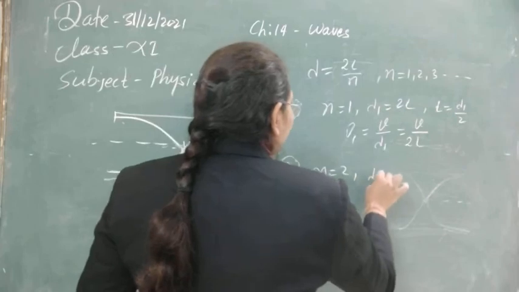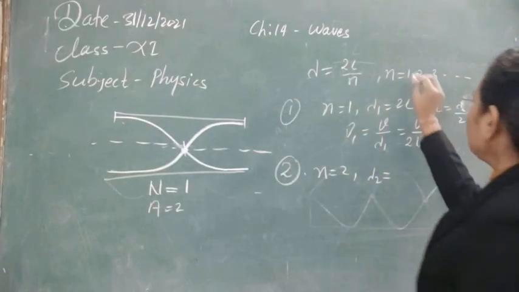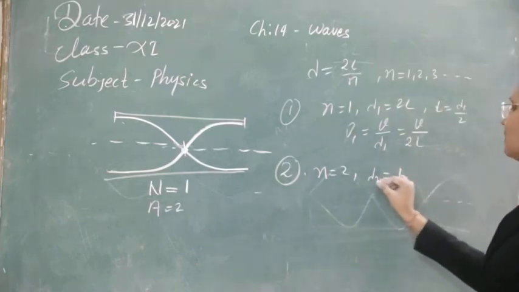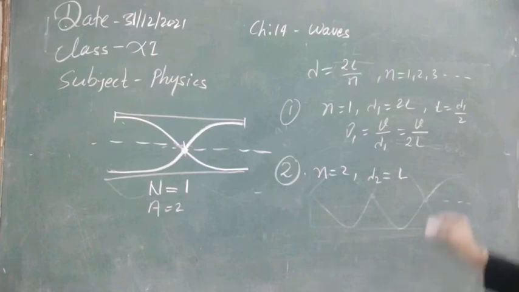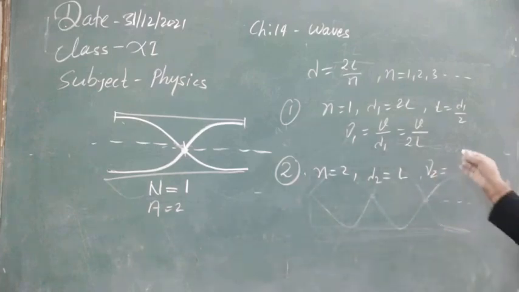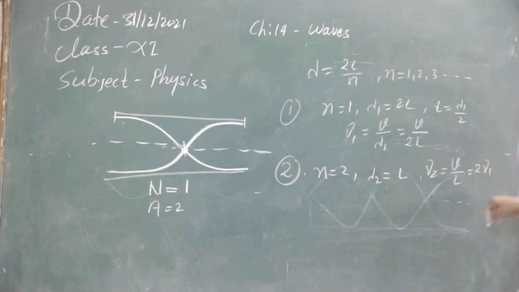For that one, lambda 2 you can calculate. Now the value of lambda 2 will be from here L, means over the complete length we will get a complete wave now, and a frequency we will get, that is nu 2 is equal to now V upon lambda 2 or V by L, or we can write it 2 times nu 1 also. So it will become 2 times nu 1.